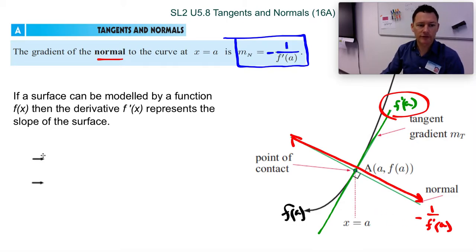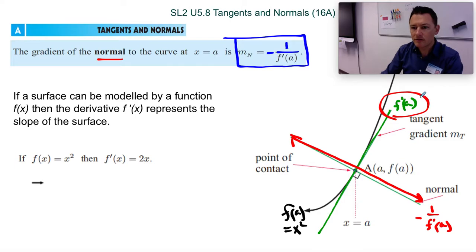Okay, so for example, if you have x squared, the black line, right, then the derivative will be the slope of this, right? The derivative of x squared is 2x. That means that this is the slope.